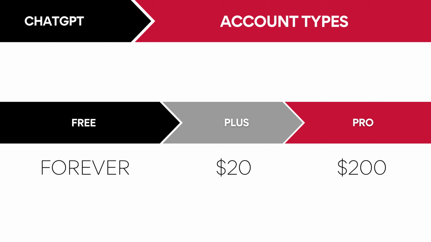So how much is this going to cost you? So there are a couple of different account types. So they have the free version, they have the plus version, and the pro version. So the free version is free forever. The plus version is $20 a month, and the pro version is $200 a month.